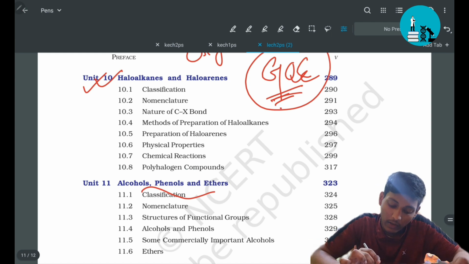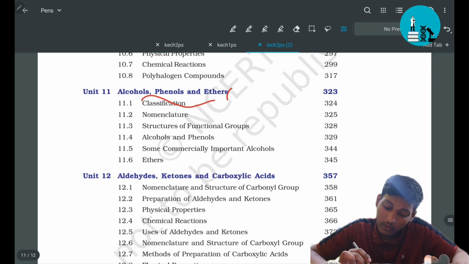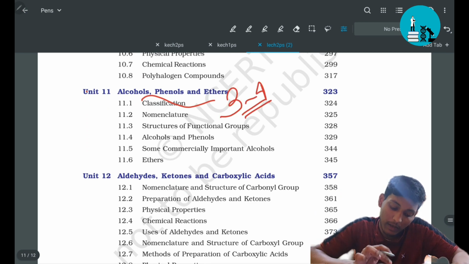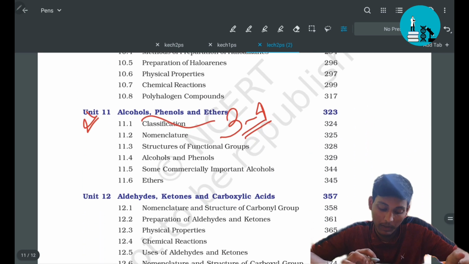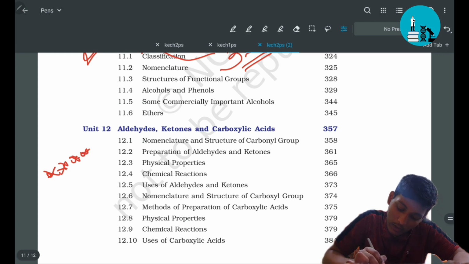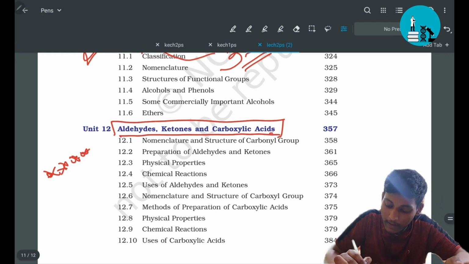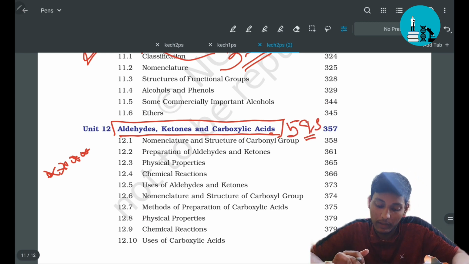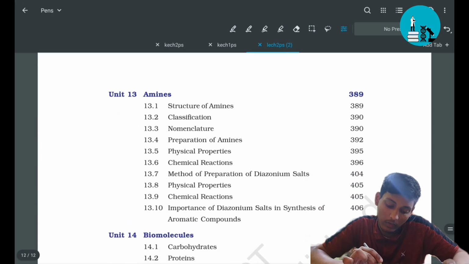In haloalkane and haloarene, 2 questions came every year, and from alcohol, phenol, ether 3 to 4 questions. This is a star mark topic. All organic chapters are star mark, because they are number scoring topics. And the most important organic chapter is aldehyde, ketone and carboxylic acid. Almost 5 questions came every year in this topic, and it is also related to GOC. And then amine, 2 questions.